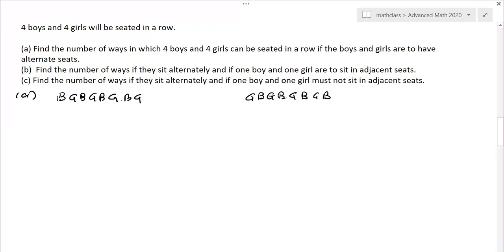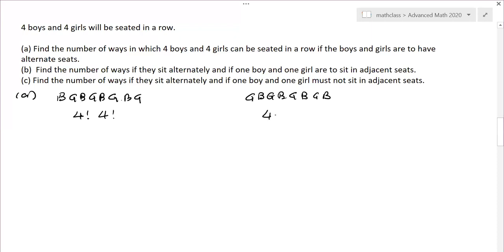So there are 2 patterns. For the first pattern, how do you do the assignments? For the seats marked B, you put the boys there. You have 4 boys, and you can permute them, so 4 factorial. That's the first step. Second step, assign the seats for the girls: there are 4 seats and 4 girls, which gives 4 factorial. So this must be the product, and this product is the total number of arrangements for this pattern.